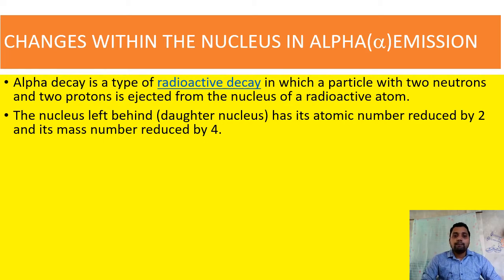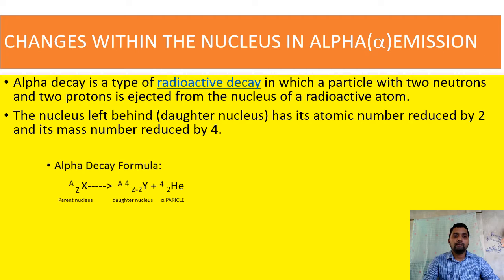The daughter nucleus has a mass number less by 4, because 2 protons and 2 neutrons will go. So the mass number is reduced by 4, and because 2 protons are released, the atomic number is reduced by 2.